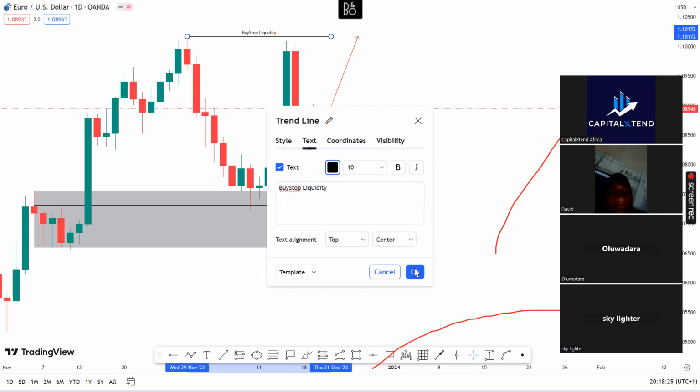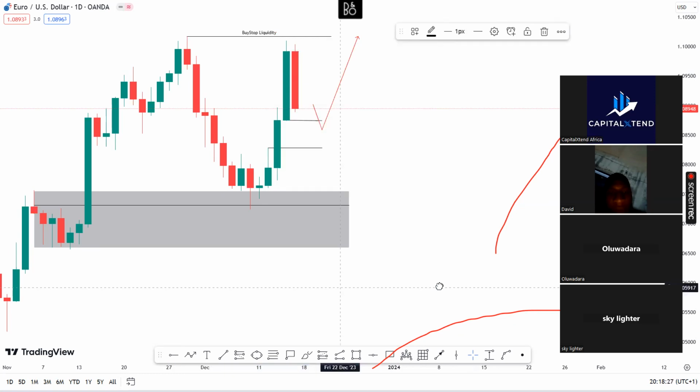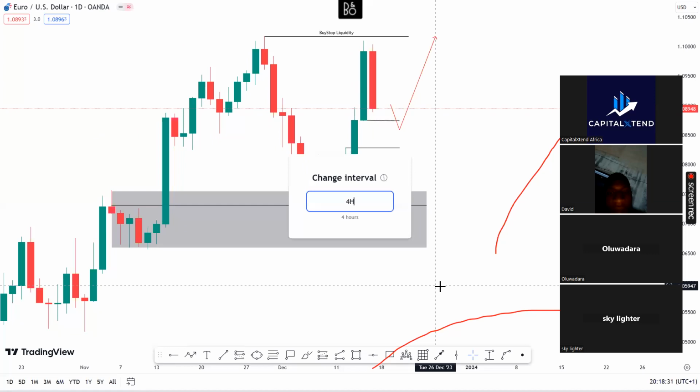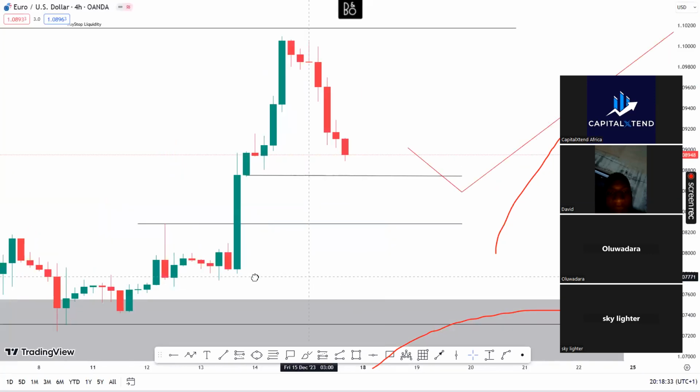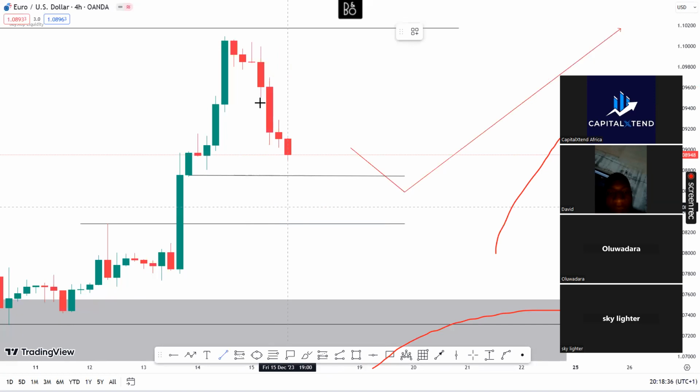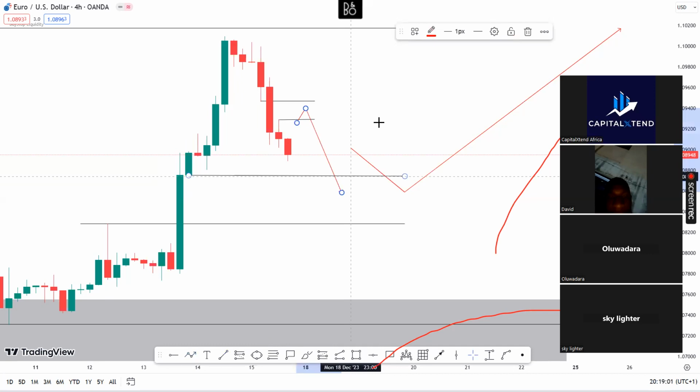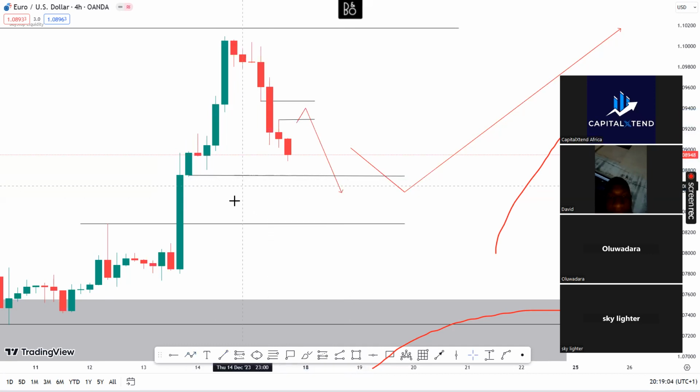So guys, this is what I'm expecting on Euro USD and the dollar index. Going down to 4 hours, a little retracement into this hourly gap here might be possible. Something like this, price retracing inside this gap for this one. But I'll probably wait for this.